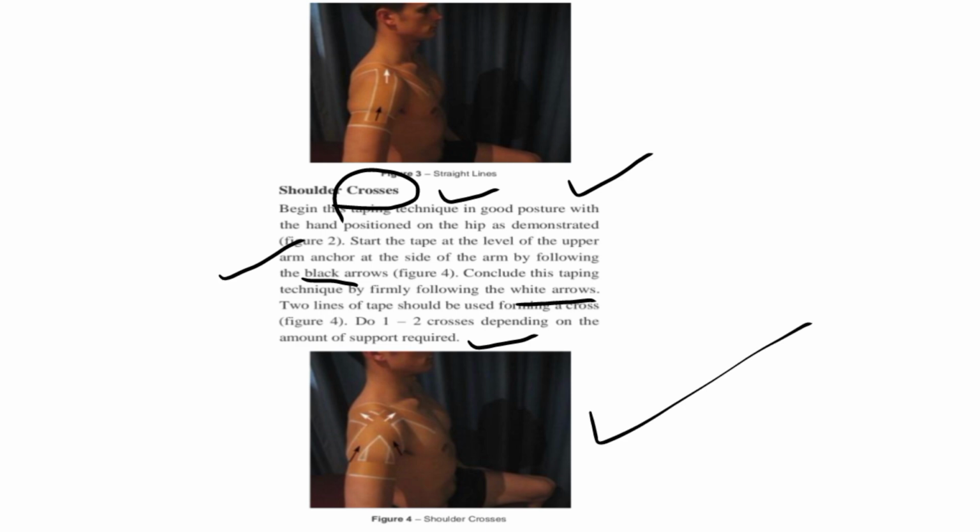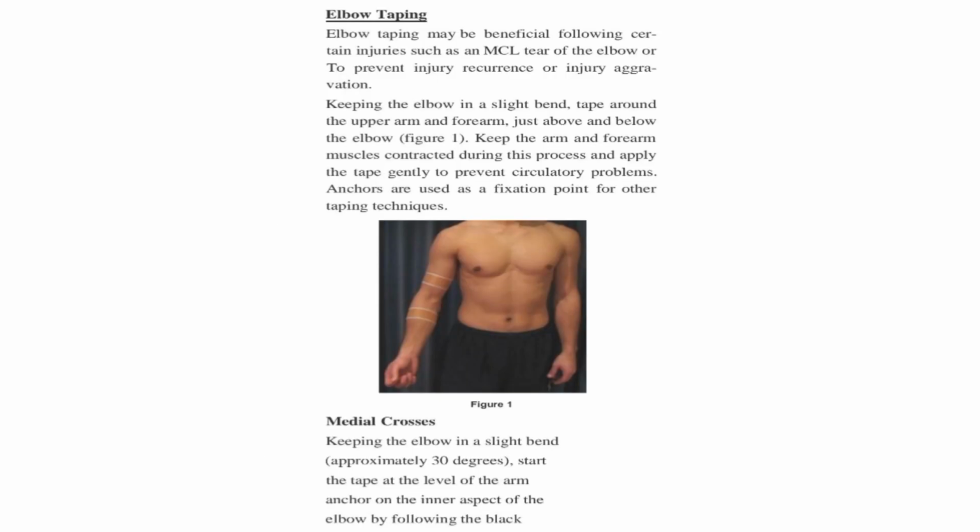Here you can see the straight line in pictorial form and this is the shoulder crosses. We are done with the shoulder taping, straight and crosses, and next we have elbow taping. It may be beneficial following certain injuries such as a medial collateral ligament tear of the elbow. Taping can be used to provide stability to the joint to prevent injury or recurrence.